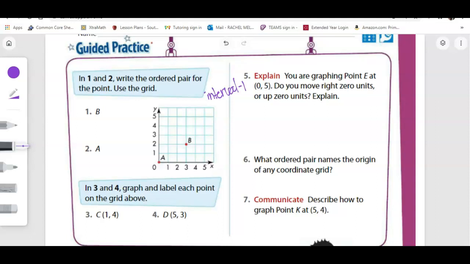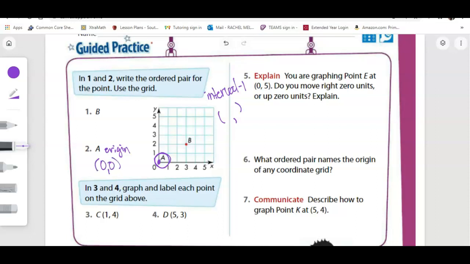Remember, ordered pairs are written in parentheses with a comma separating them. That is the special way to write an ordered pair. If you do not have the parentheses or the comma, then it's not really an ordered pair. So I'm looking at A. Well, there's something special about A. A is right here where we start. Remember, that's called the origin. So A, the origin, the ordered pair, is (0, 0).